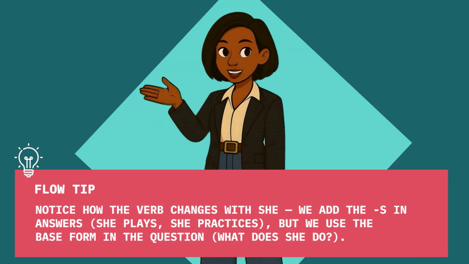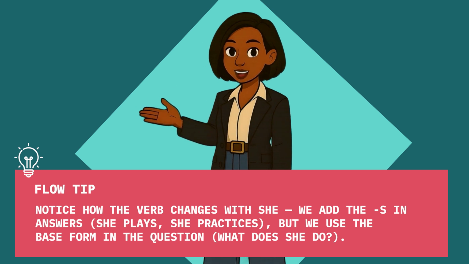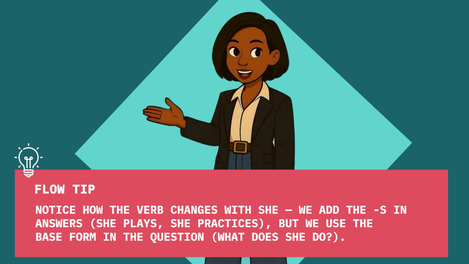Now, here's our last flow tip of this lesson. Notice how the verb changes with she. We add the S in answers. She plays, she practices. But we use the base form in the question. What does she do?